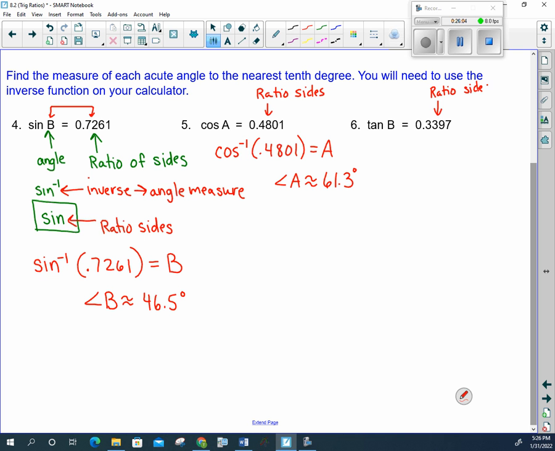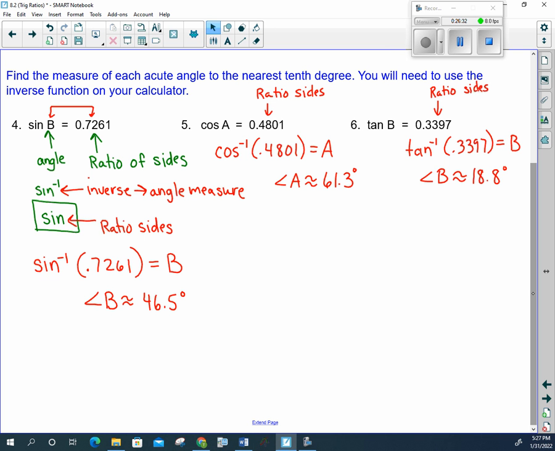Okay, and tangent, so once again, remember this is the ratio of the sides. And we're looking for the angle. So we're going to do the inverse button. So we're going to do inverse tangent of 0.3397, and that will tell me what angle B is. So angle B is about inverse tangent 0.3397, 18.8 degrees. So make sure your calculator is in the right mode. Make sure you're in degree mode.